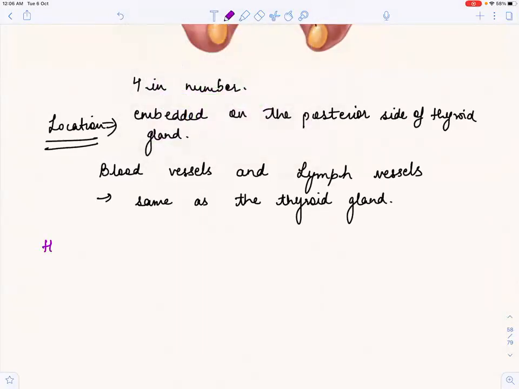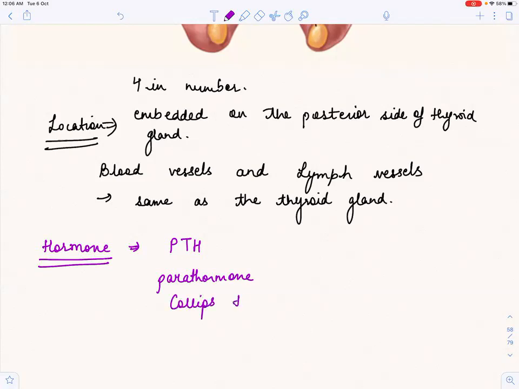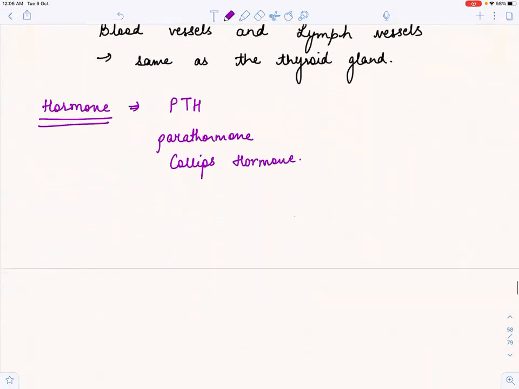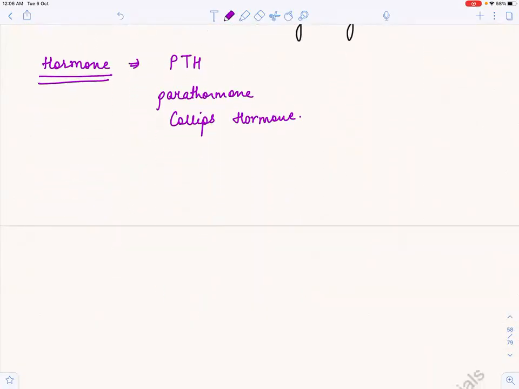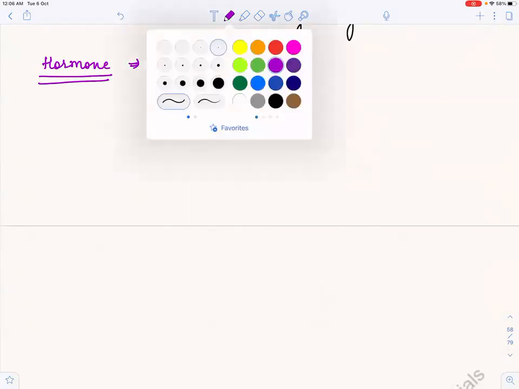Can you tell me? Have you done your homework? I have told you that we'll be doing this parathyroid gland. So the hormone that is secreted is PTH, or parathormone. I have written it, and it looks as if the P is different. It is also known as Collip's hormone, and Collip is the name of a scientist who discovered it, I think. I'm not sure, but Collip is the name of the scientist.